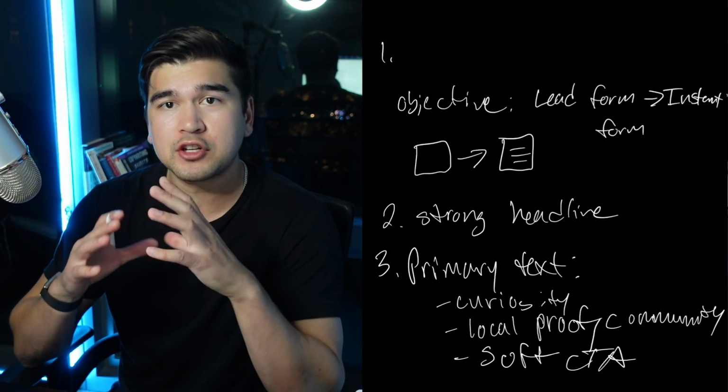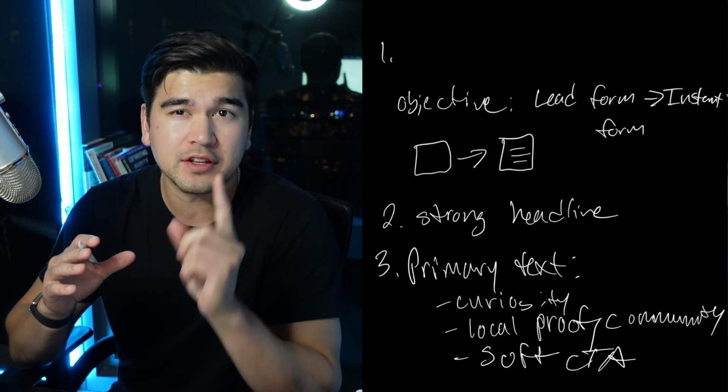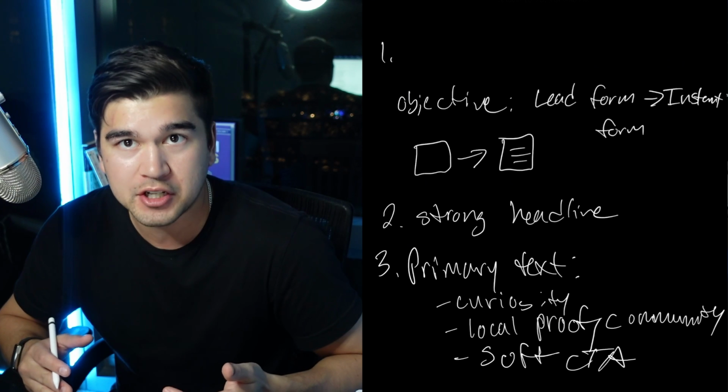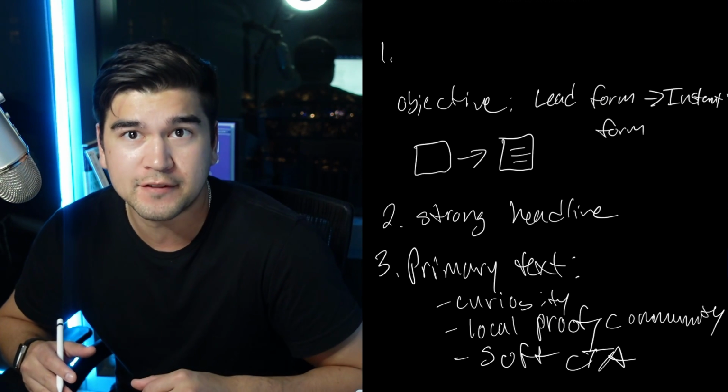The third thing is the primary text. We want to just make sure we're telling them one specific thing that they're going to be doing and one action step for them to get the extra information or to learn more about these specific communities.